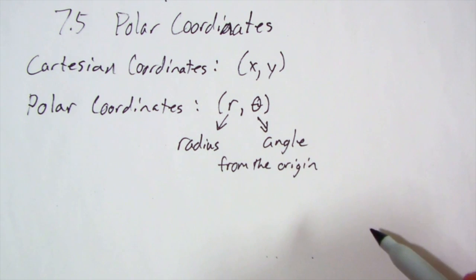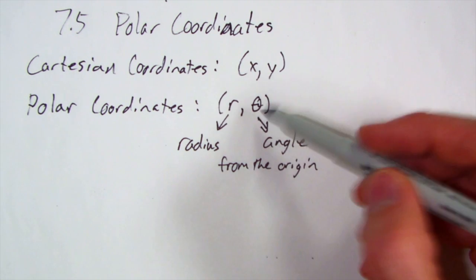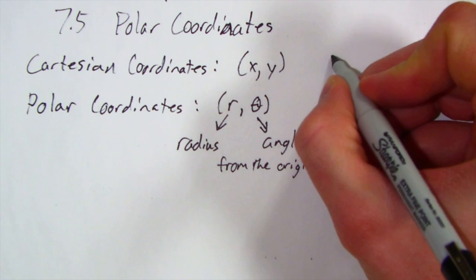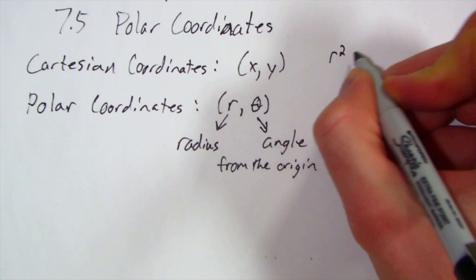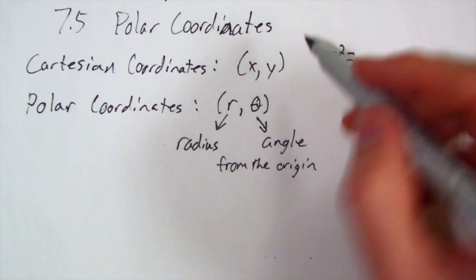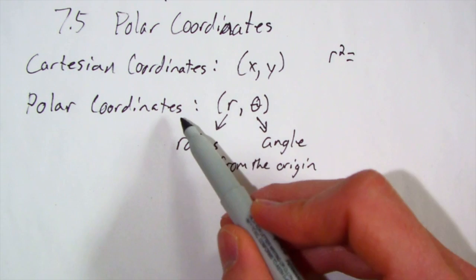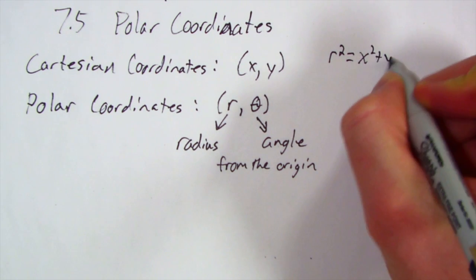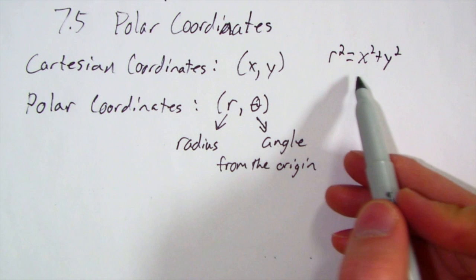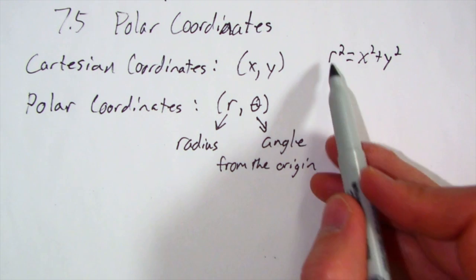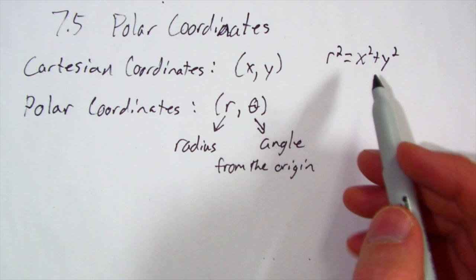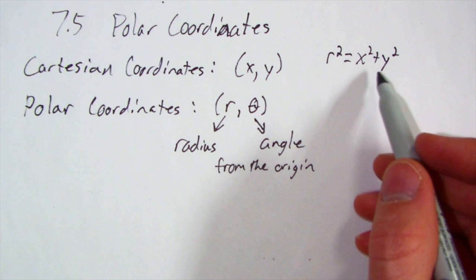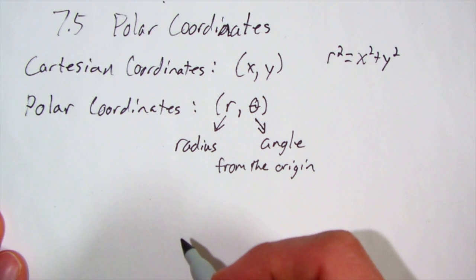So there are some properties about these, basically to make them interchangeable. For instance, r squared, so the radius of our polar coordinate system, is going to be equal to x squared plus y squared. Now that may look really familiar to you, and it should. r squared equals x squared plus y squared is essentially a squared plus b squared equals c squared. So let me give you a visual on that.